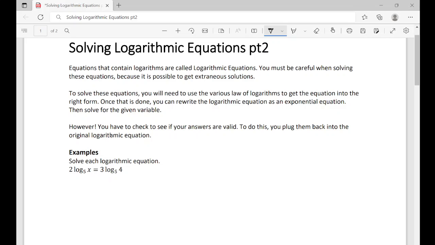However, you have to check and see if your answers are valid. To do this, you just plug them back into the original logarithmic equation, and you don't have to simplify the whole thing. You can just trust that the work is right, but just plug it back in and check and see if it's positive or not.